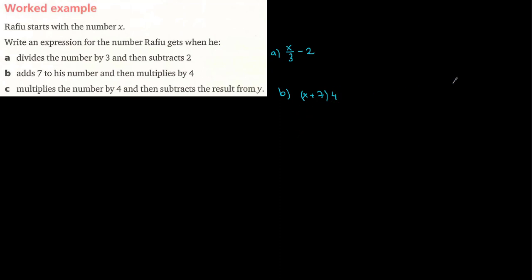Okay, if we multiply by 4, then add 7, if the sentence is like this, the answer is going to be 4x plus 7: multiply by 4, 4x, then add 7 to this one. Okay, the last one here is multiply the number by 4, as you see here what I said, 4 times x, then subtract y from the result, so it's going to be 4x minus y. This is the answer to the question, and I can say this is the d1 and this is the answer of d1 here.